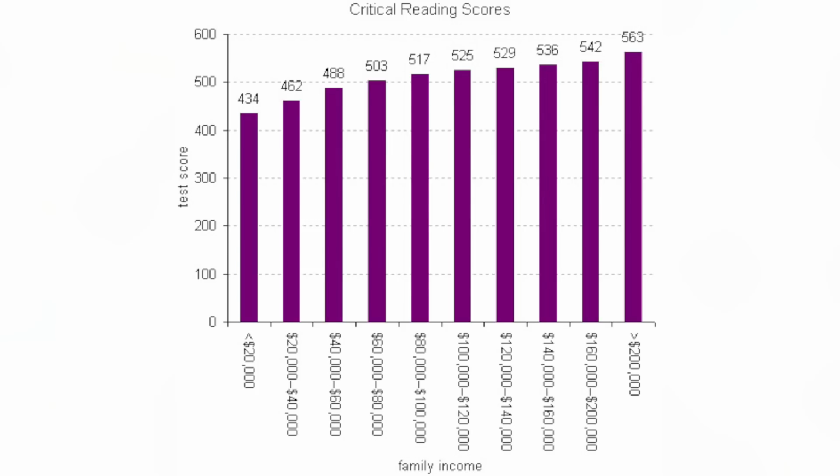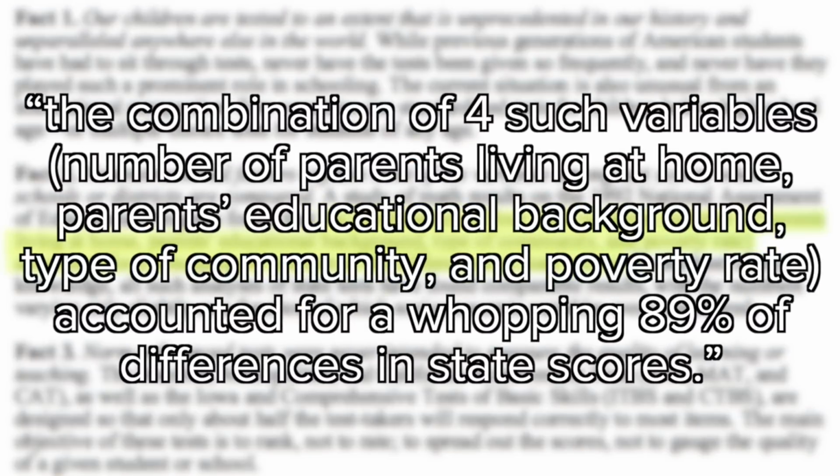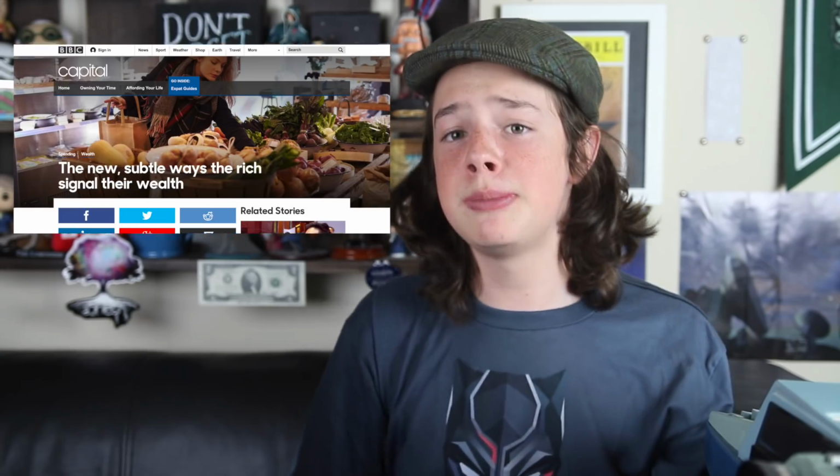3. Wealth. Above all else, standardized tests test how much money your parents make. Time after time, graph after graph, there's no refuting this. As a matter of fact, one study found that, quote, the combination of 4 such variables, number of parents living at home, parents' educational background, type of community, and poverty rate, accounted for a whopping 89% of differences in state scores. Why? Well, to answer that, let's take a look at this BBC article.